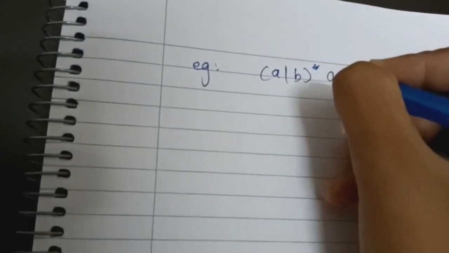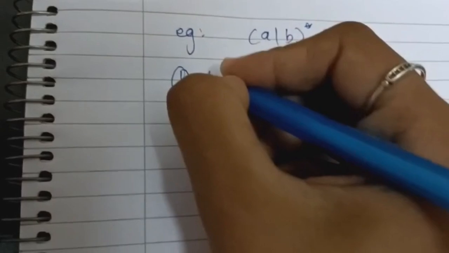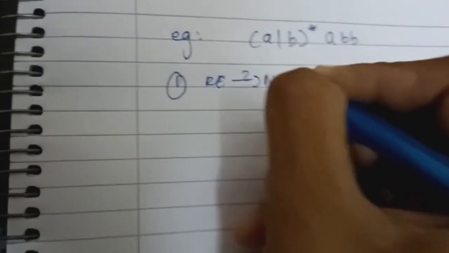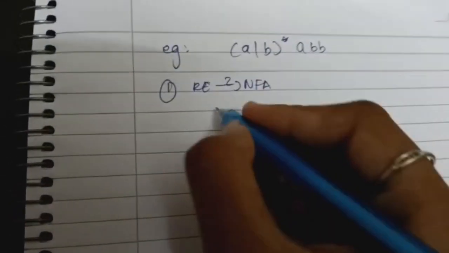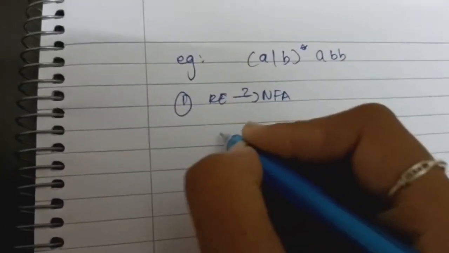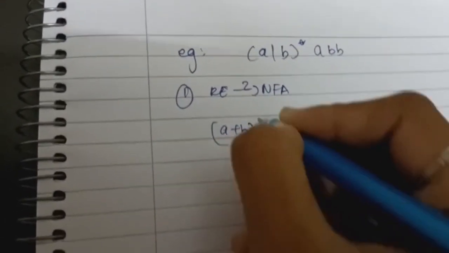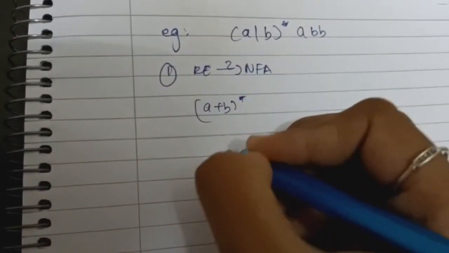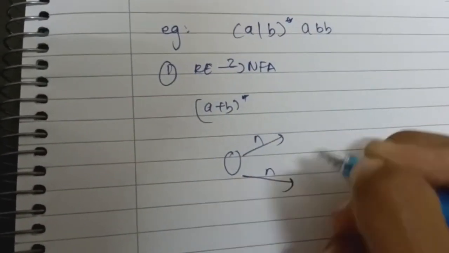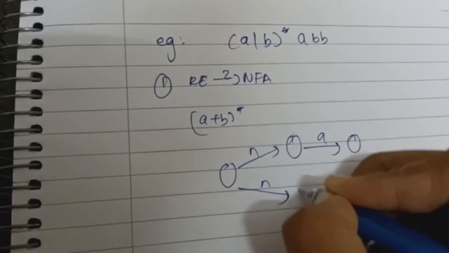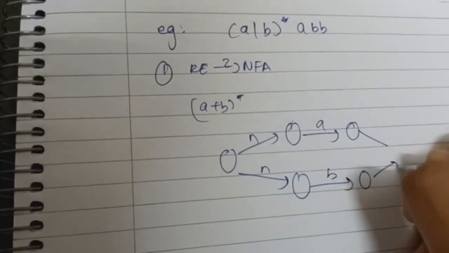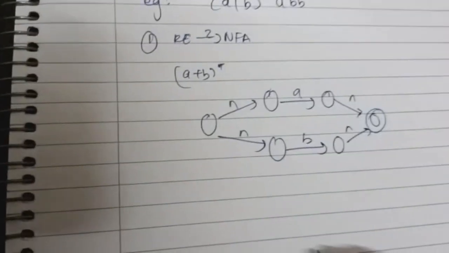Let's understand these steps using an example. For example, this is my regular expression: (A+B)*ABB. Our first step is to convert the regular expression to NFA using Thompson's rule, as we have studied in the earlier session. First of all, (A+B)*. How will A plus B look? Some initial state which is joined with both A and B, and then they are joined to a final state.